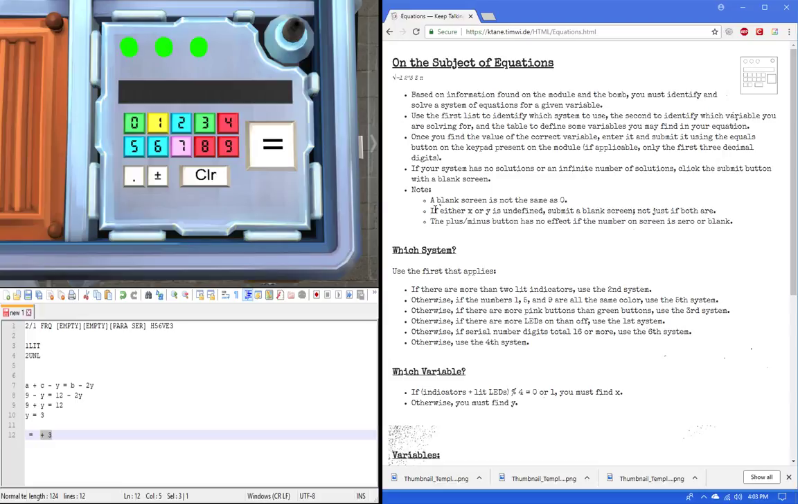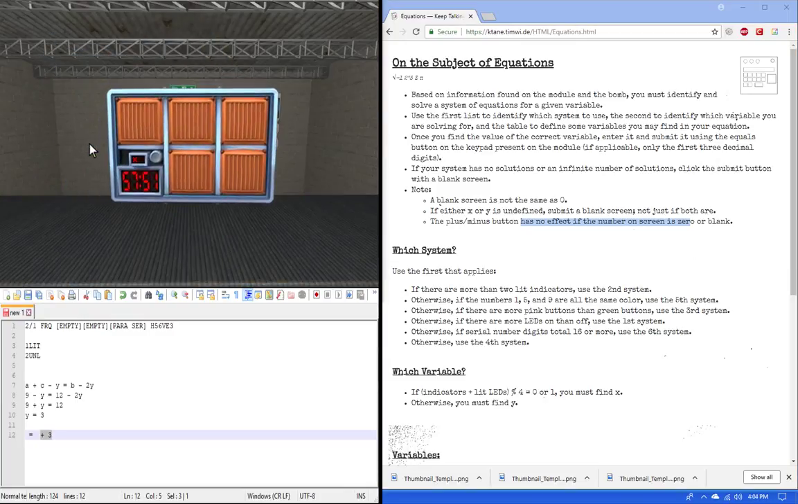You click the submit button with a blank screen. A blank screen is not the same as 0, so you have to press 0 when it's just 0. If x or y is undefined, submit a blank screen, not just if both are. And the plus/minus button has no effect if the number on screen is 0 or blank. So that's good to know. When you're inputting a negative number, make sure you put the number first, then do the negative.